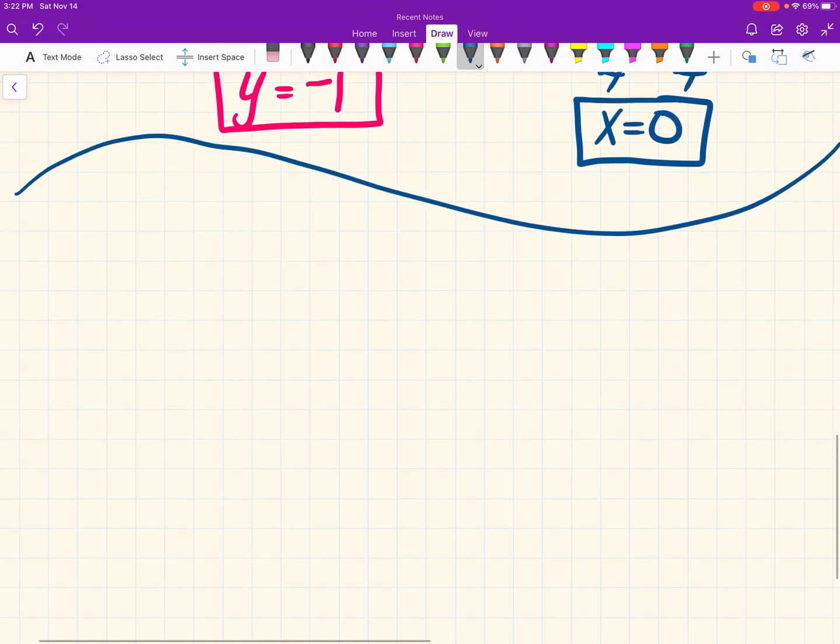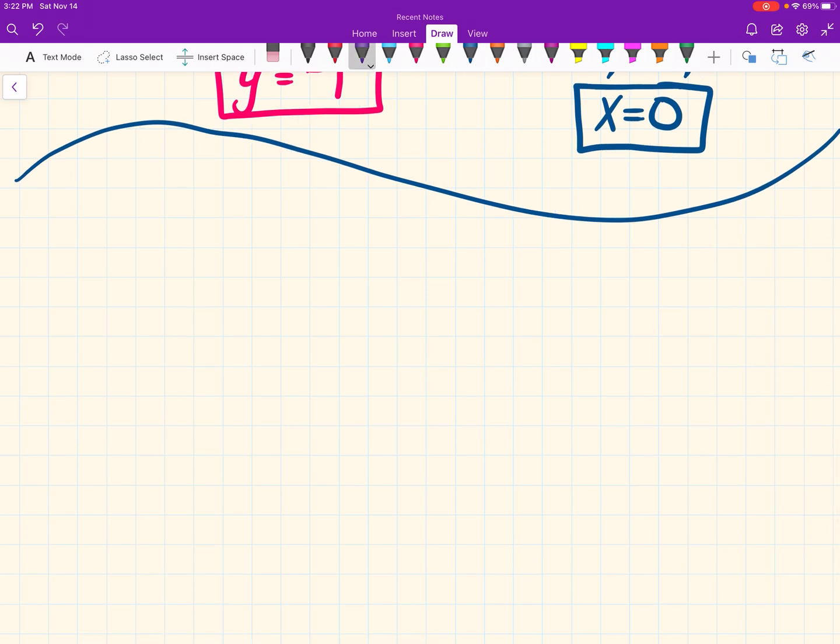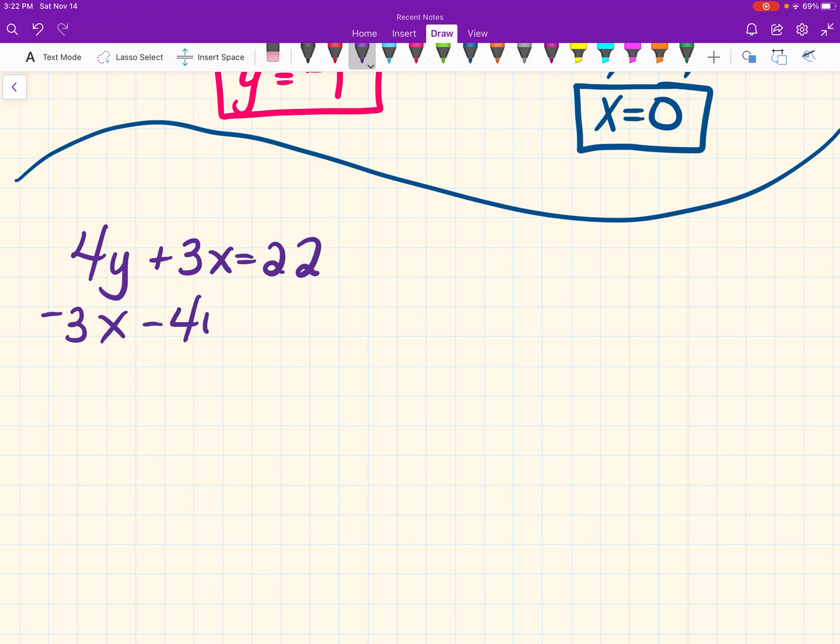Okay, let's try another one. What if we had 4y plus 3x equals 22 and -3x minus 4y equals 14. Well, the first thing I hope you notice is that in the top one, the x and the y are reversed, so you can't just add them. We're going to have to reorder them, as long as you keep the signs in front. So 3x is positive, 4y is positive.